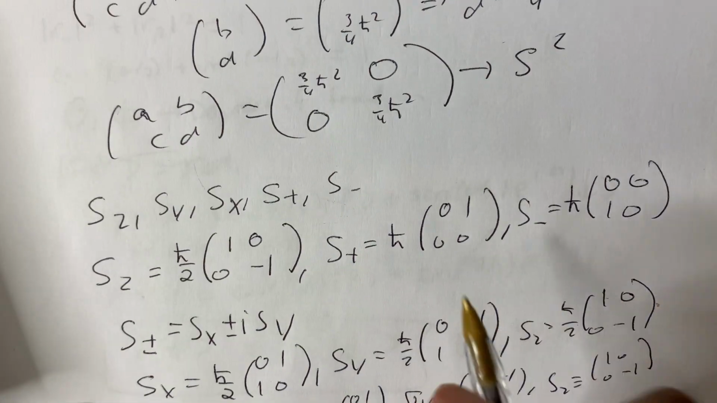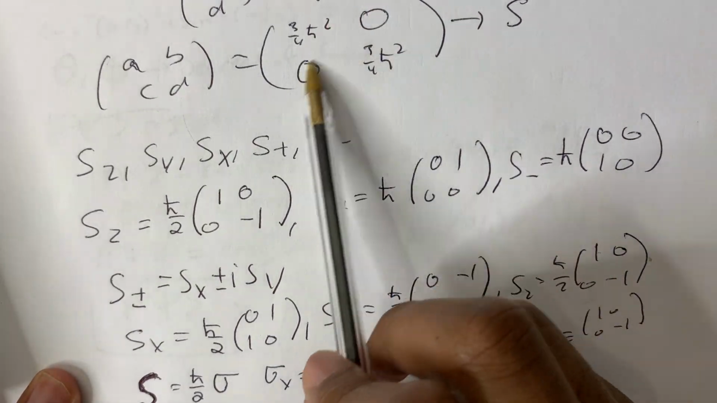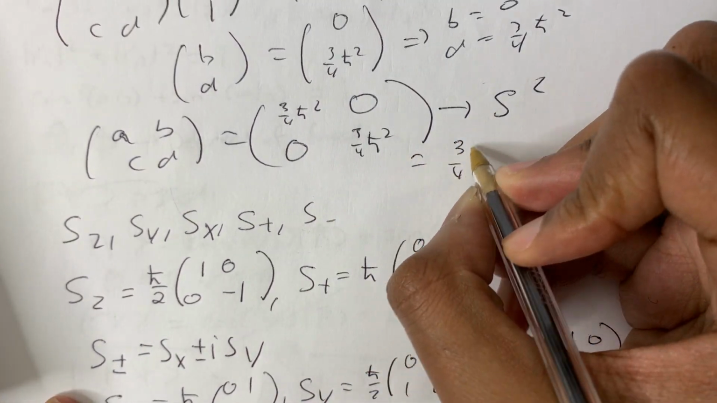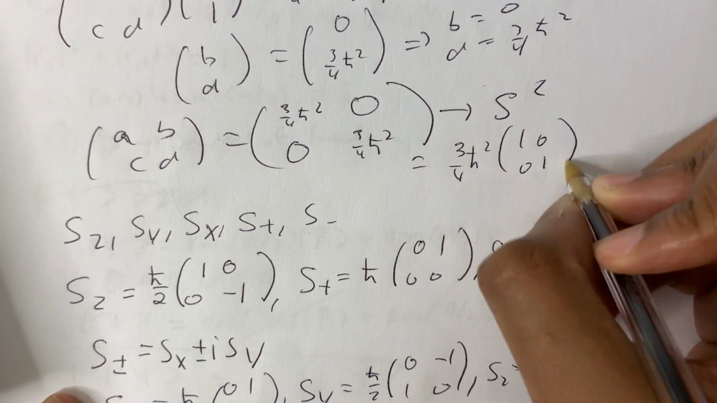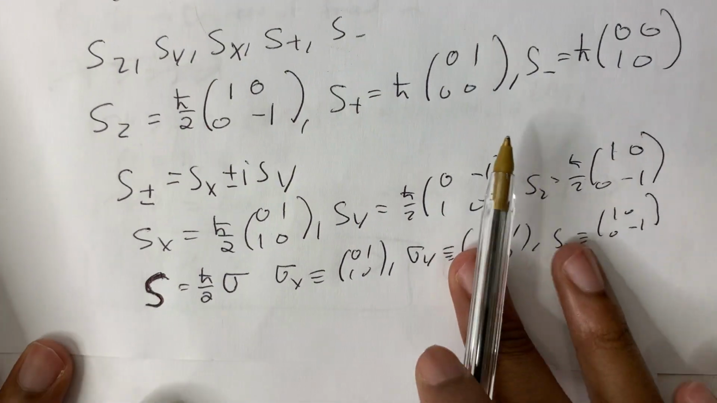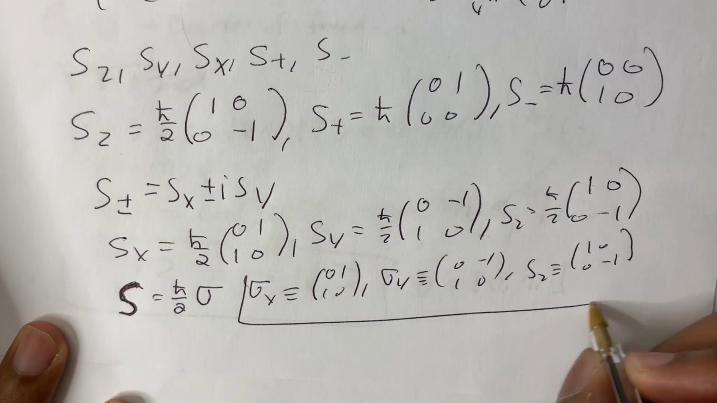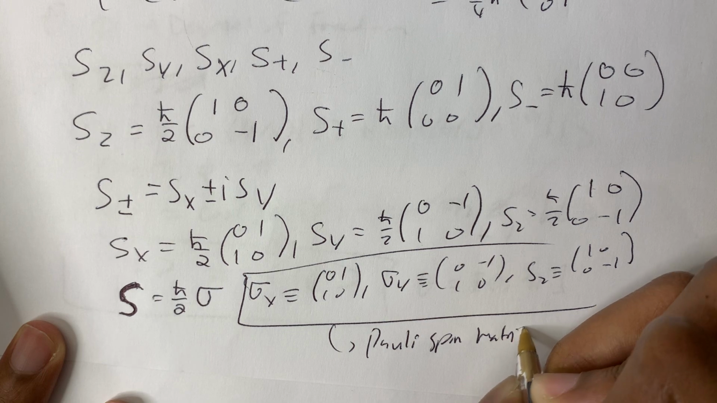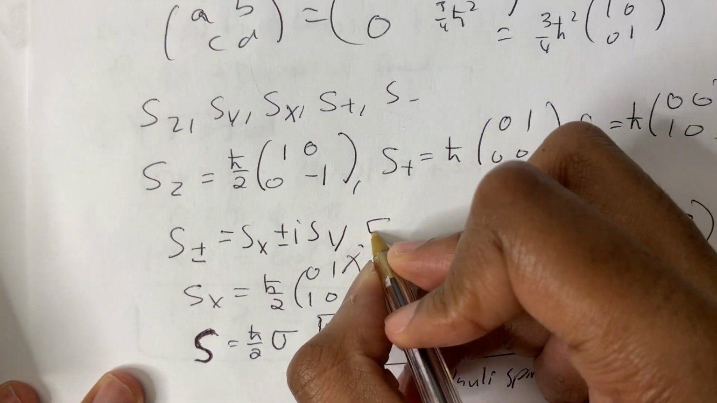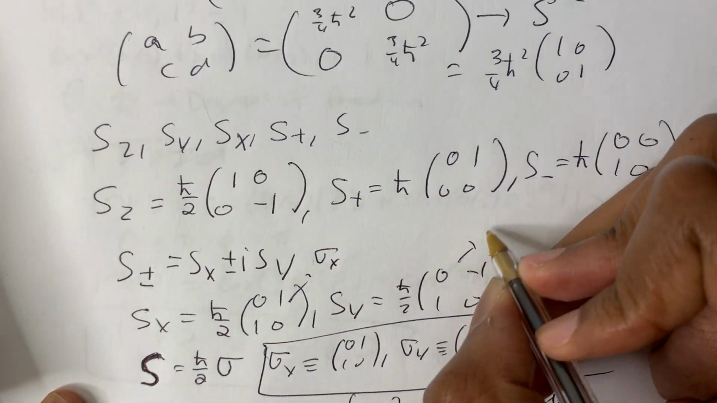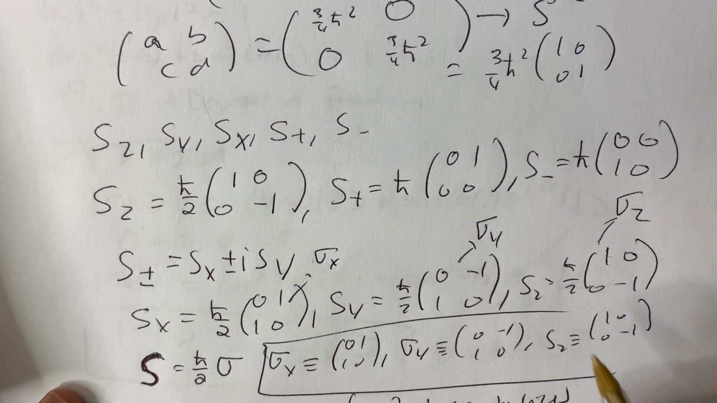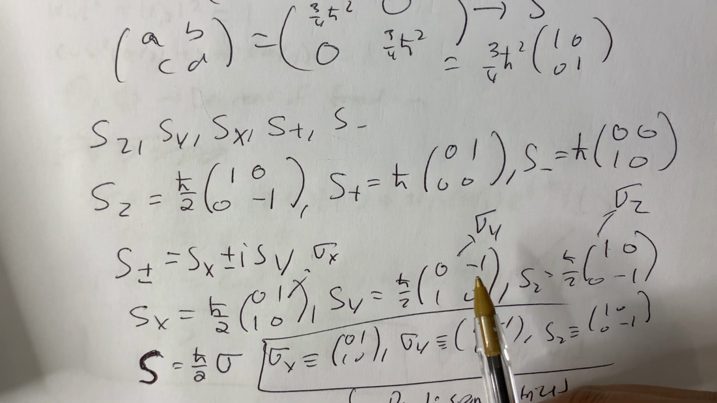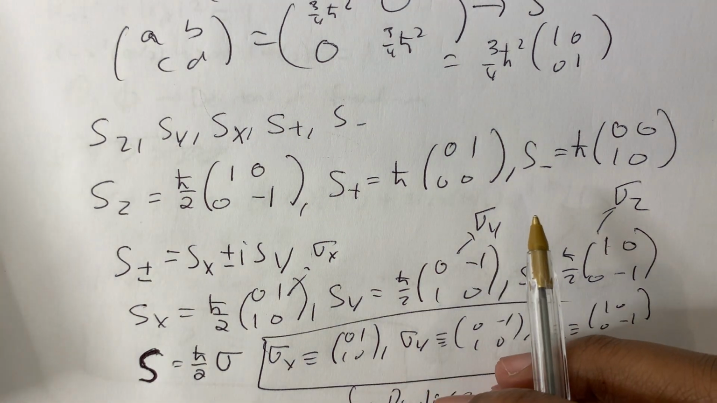Oops, I also forgot to mention, we had this h bar squared term here. We can actually factor that out: 3 over 4 h bar squared times 1, 0, 0, 1, the identity matrix, by the way. But let's go back here. These matrices are called the Pauli spin matrices. Alright, so this is sigma x, this is sigma y, and this is sigma z. These aren't standard deviations, by the way, so don't accidentally confuse them for standard deviations.